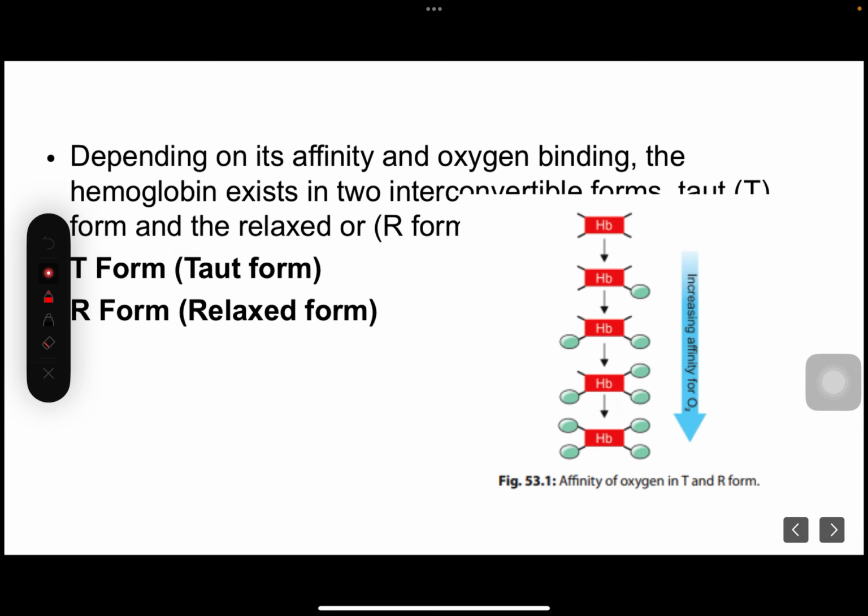Now in the pulmonary capillary blood, once the oxygen level in the alveoli is very high, initially one molecule of oxygen will bind, and slowly the binding with 2,3 biphosphoglycerate will be broken, and the affinity of hemoglobin for oxygen will keep on increasing. Now where the affinity increases and hemoglobin can take up more and more oxygen molecules, that form we call the relaxed form.